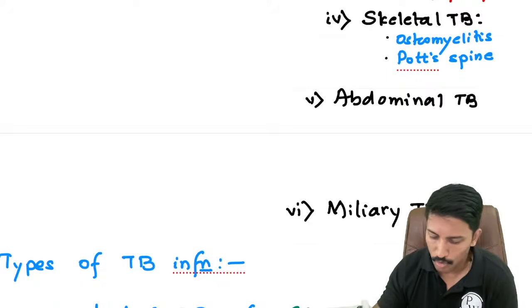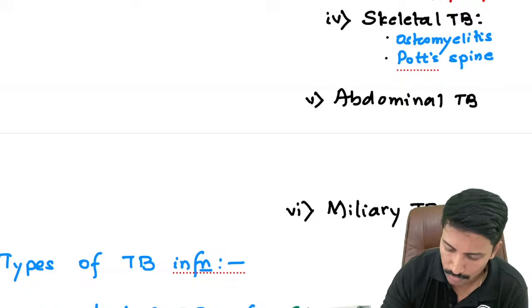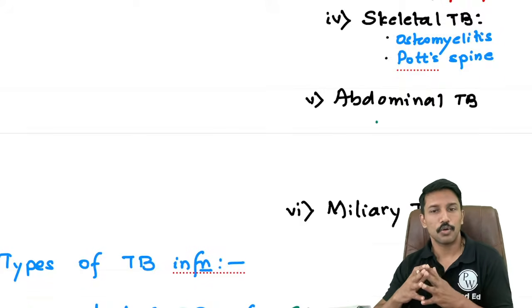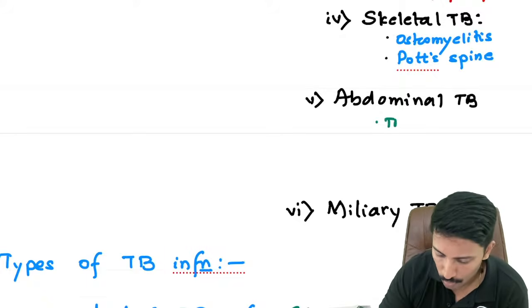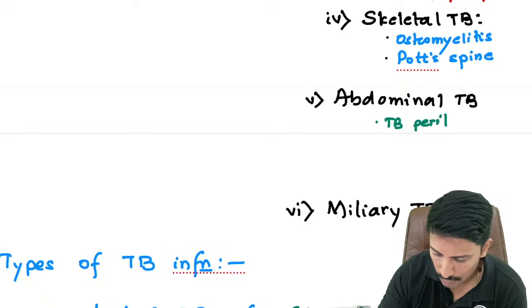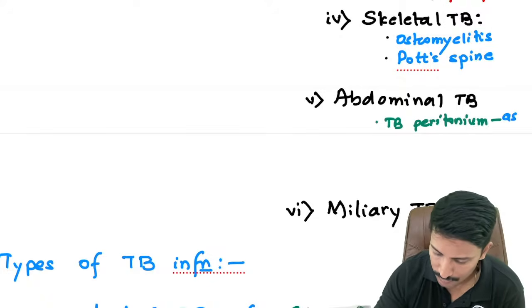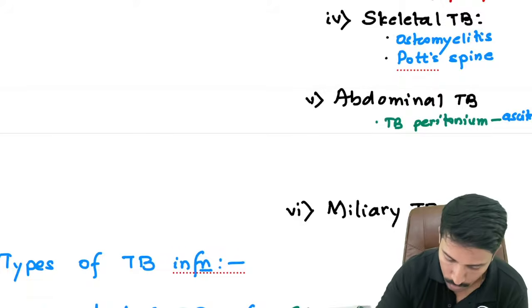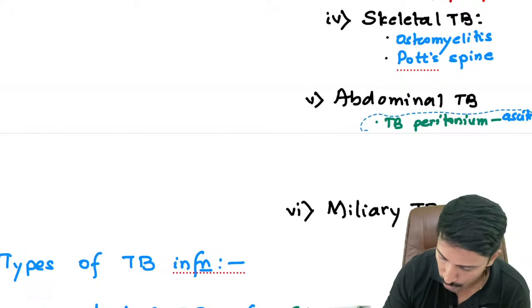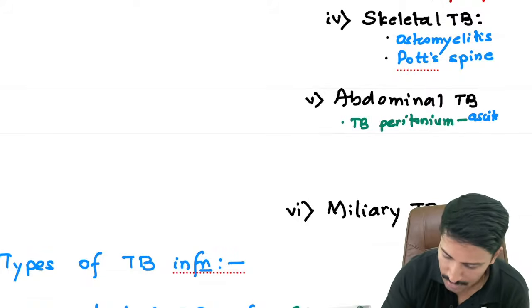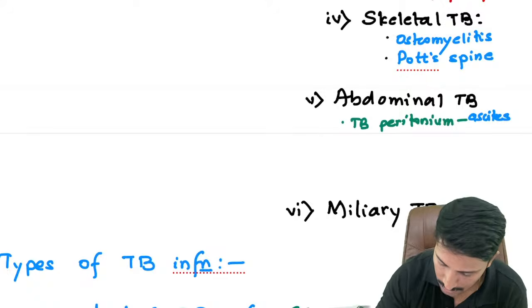We can also have abdominal TB. Abdominal TB, two things I want you to mention. The first thing that I want you to mention in the abdominal TB is tuberculosis of the peritoneum causing the tubercular ascites, right? TB peritoneum causing tubercular ascites. And then the tuberculosis can also affect the ileocecal region.